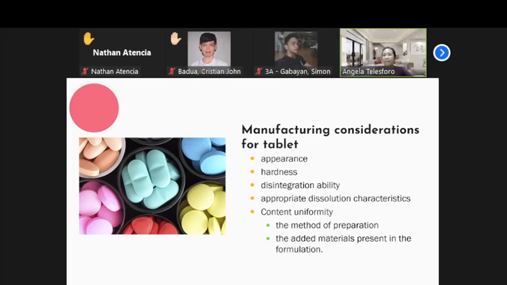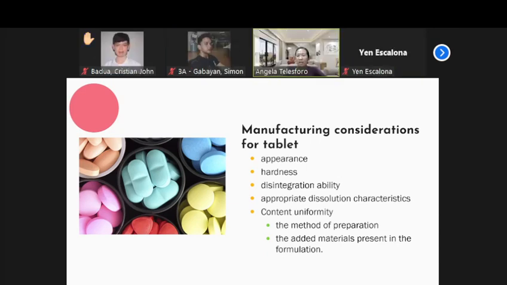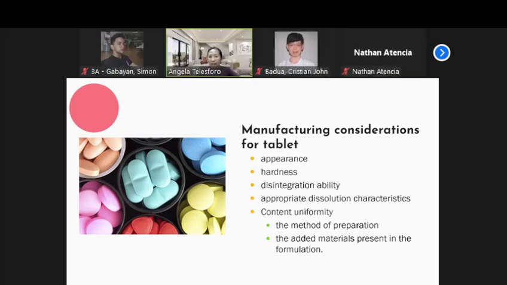the rate limiting step to absorption is dissolution and disintegration. So meaning, the drug cannot be absorbed if it will not dissolve, no? So meaning, kung saan pag-absorb sa GIT sa tambal kung wala siya na-dissolve. And also, kung saan niya pag-dissolve kung wala siya na-disintegrate. So that's the ano. Okay, sige.